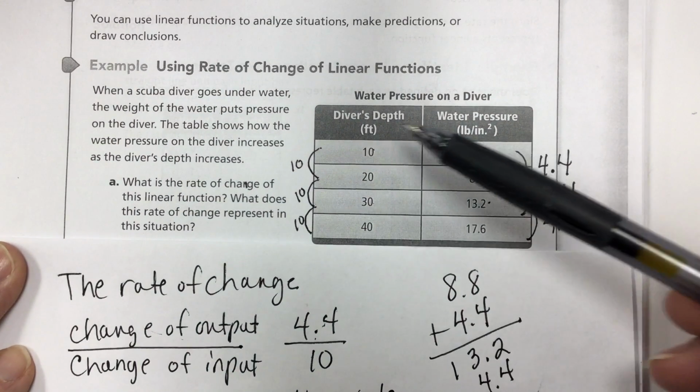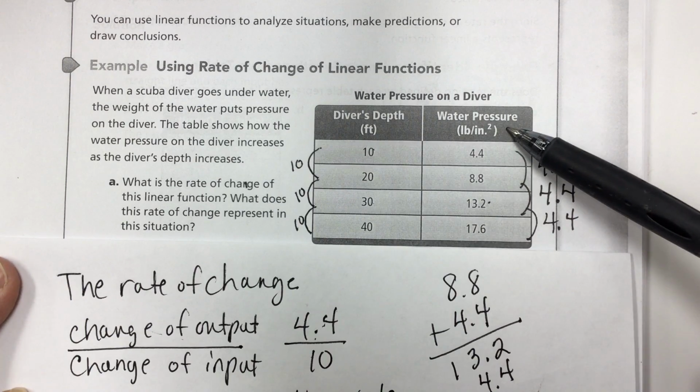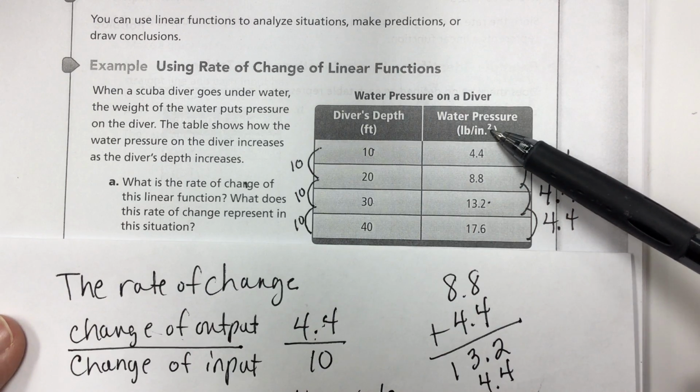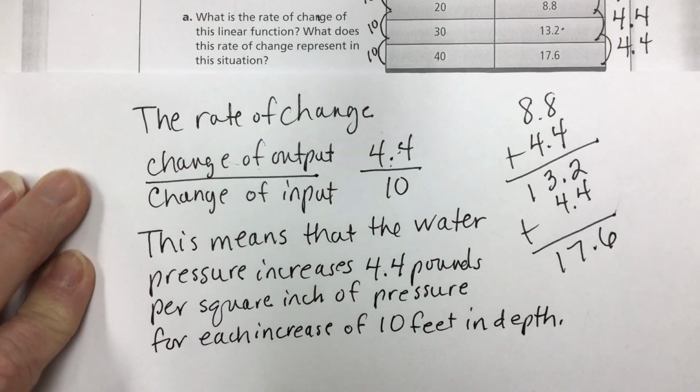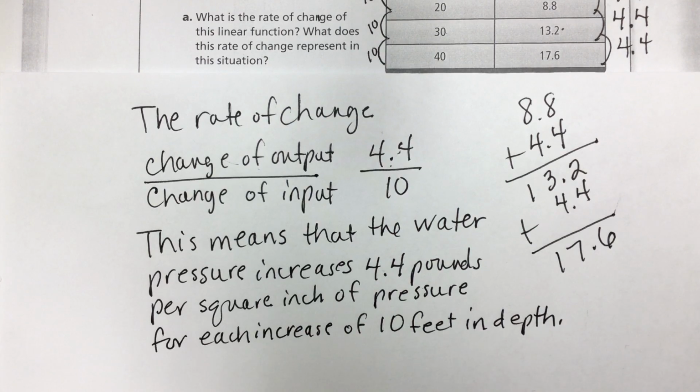So you can go back and see the diver's depth is in feet. The water pressure is pounds per square inch. So your rate of change is 4.4 over 10.